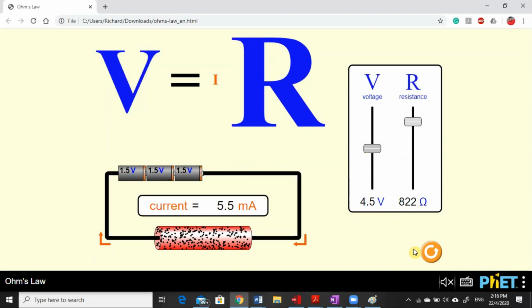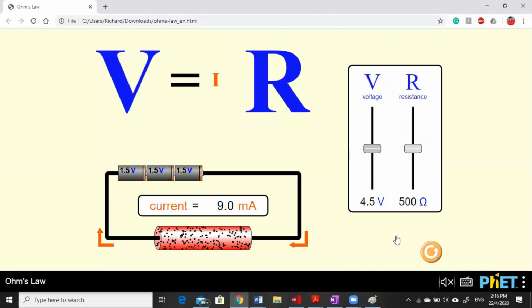But now that we have that, let me reset this. Now, what is going to happen if I increase my voltage? What do we expect is going to happen to the current? I'm going to keep my resistor constant at 500, but now I want to find out what is going to happen to my current when I increase my voltage.